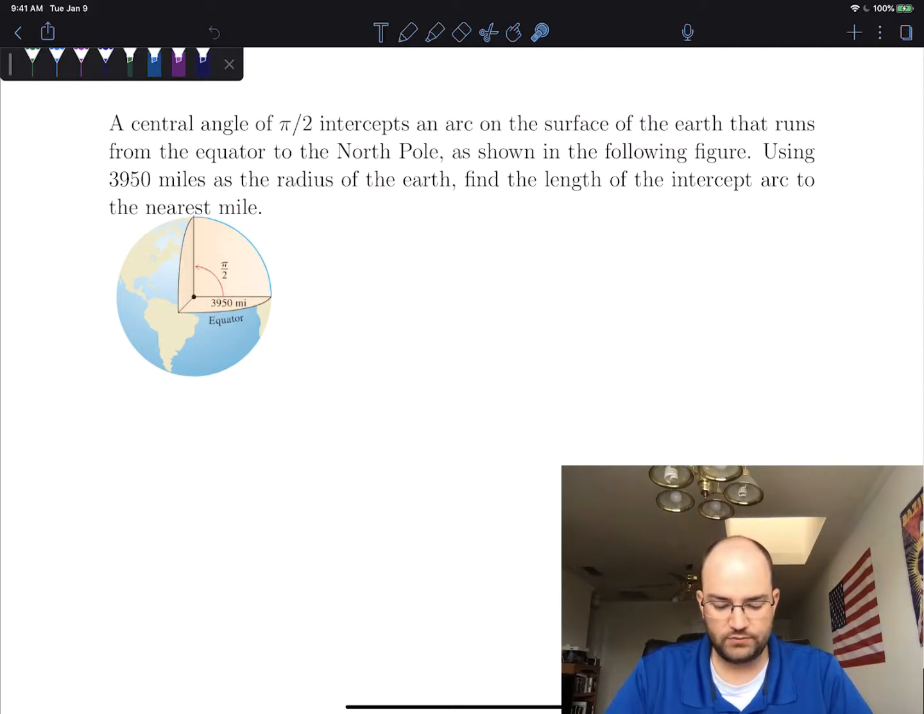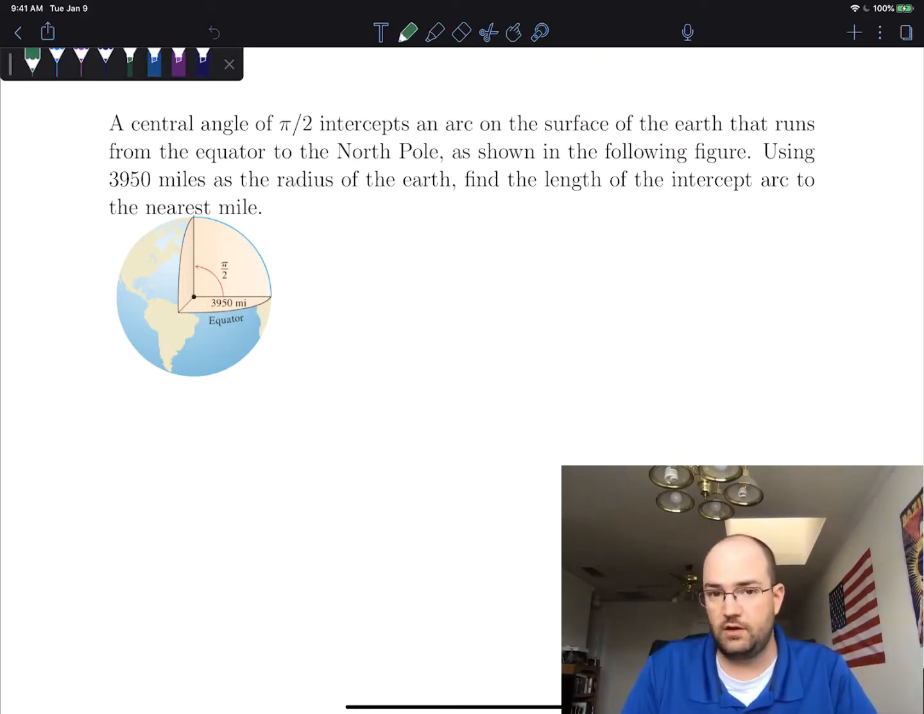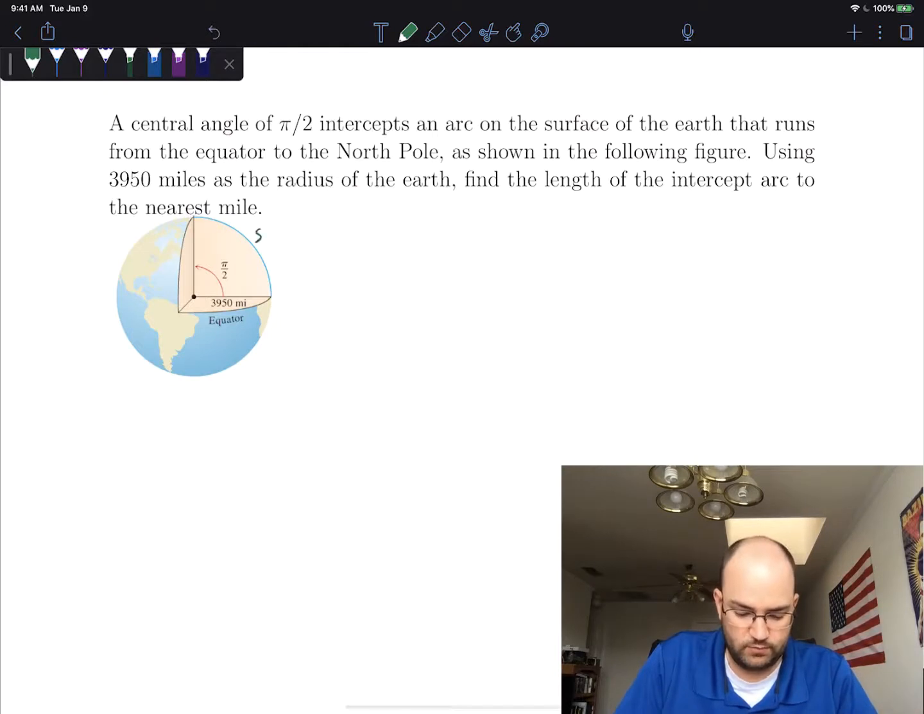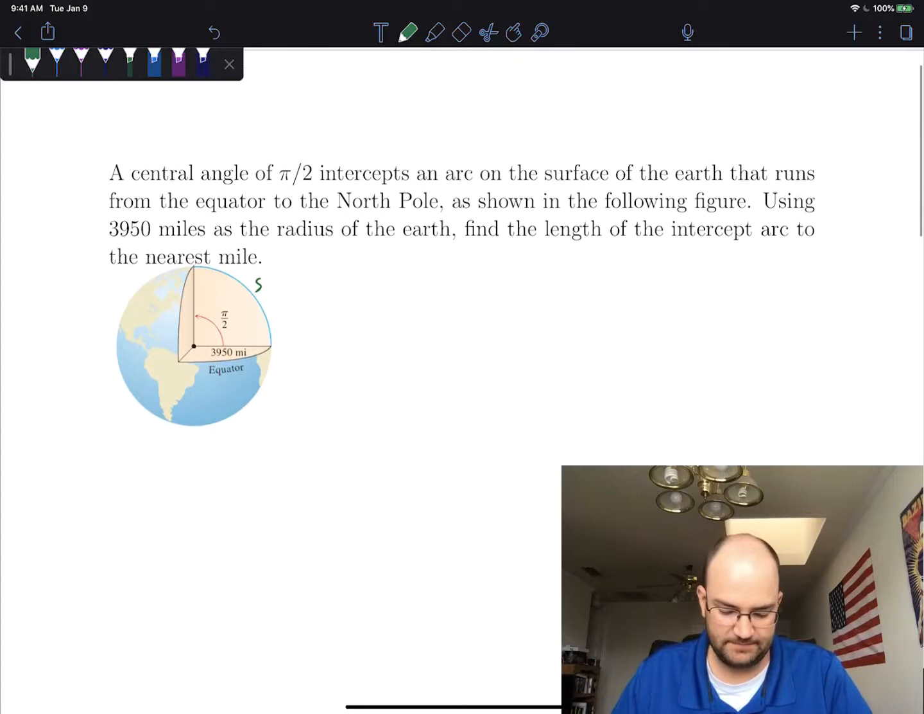Okay, so basically what it wants to know is if you start at the equator and walk all the way to the North Pole, which is what pi over 2 shows right there, how far are you going to walk? Notice that that's called an intercepted arc, or in other words, an arc length. It wants to know the S right there. Now, S is usually for distance in this case.